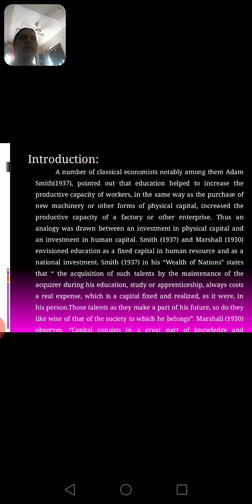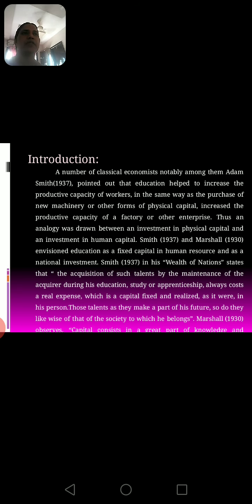As for Marshall, capital consists in a great part of knowledge and organization. Knowledge is the most powerful engine of production. We consider human capital as human resource. We already learned in previous classes that human resource means the total population of the country treated as a human resource.